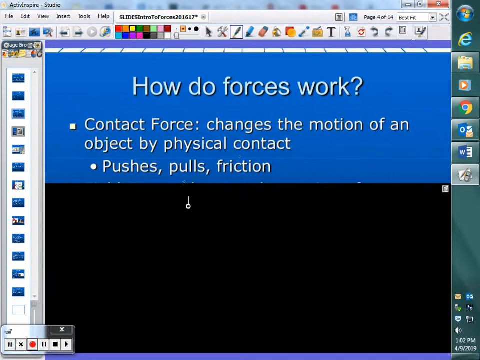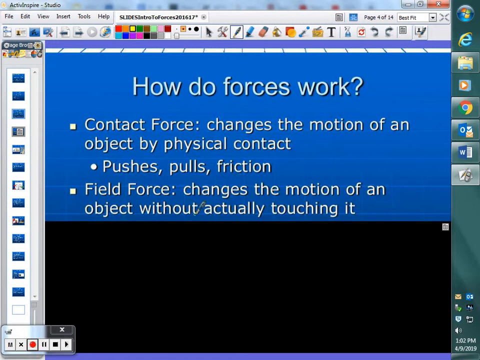So another way that forces can work is through what we call field forces, where we're changing the motion of an object, but without actually touching it. Like a force field, which I'll show you in a second. The one field force that most of you are probably the most familiar with is gravity, right? It's the one we interact with all the time. It causes things to fall to the ground. It causes you to stay on the earth, all those good kind of things.